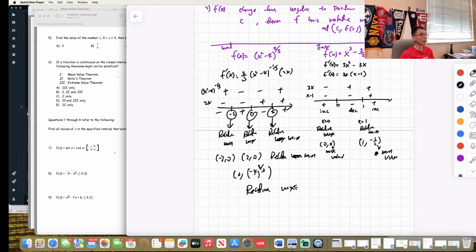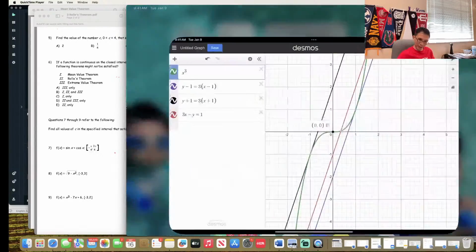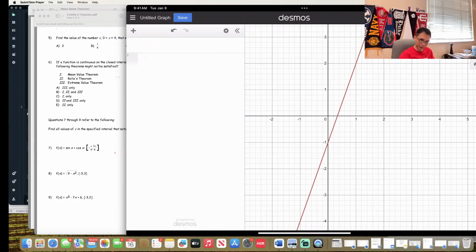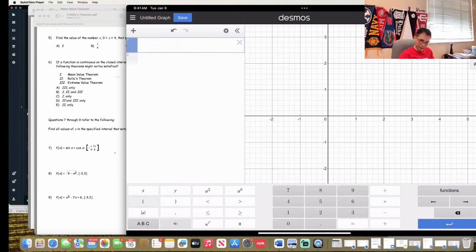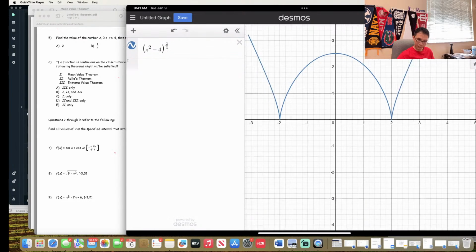What would the constant be for the two? Oh, by the way, you guys, we already talked about this. So what is it going to look like? X squared minus 4 to which power? So it's going to have a 2/3, right?